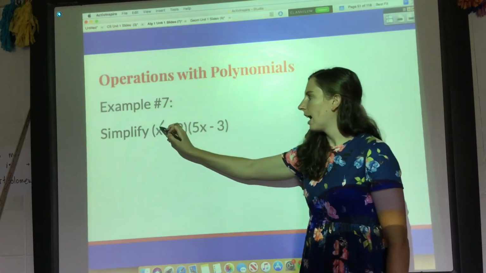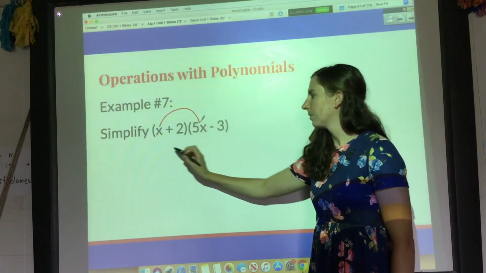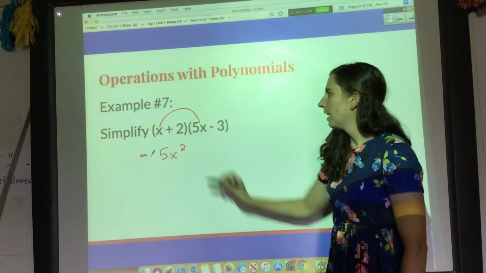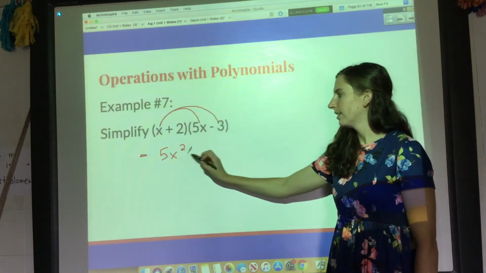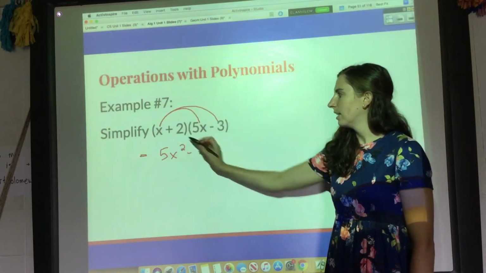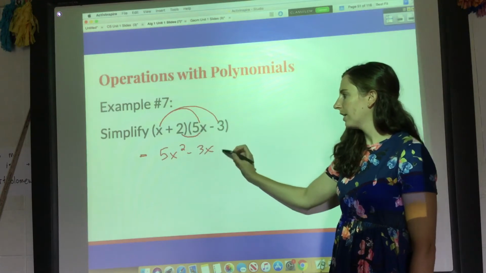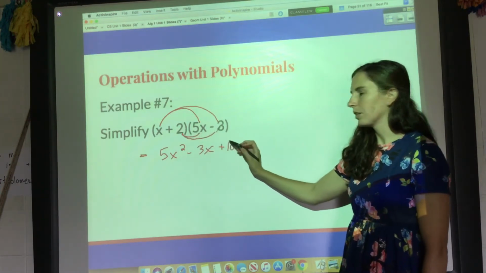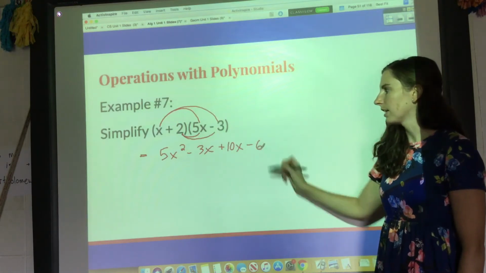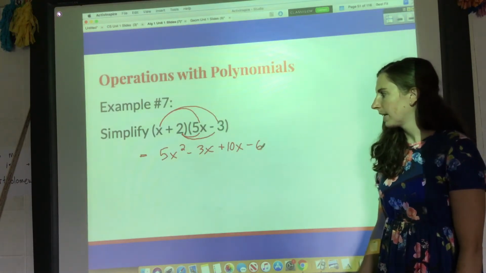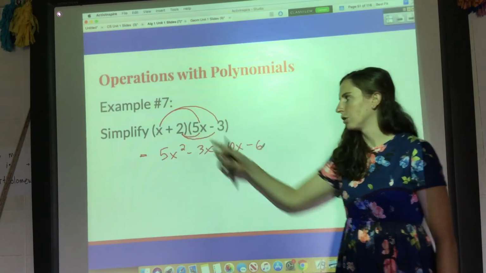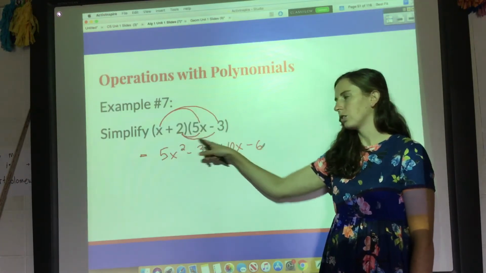So x times 5x is 5x squared. X times negative 3 is negative 3x. 2 times 5x makes 10x. And 2 times negative 3 makes negative 6. Again, see how I have 4 things and I followed those 4 arcs? I distributed the x and I distributed the 2.